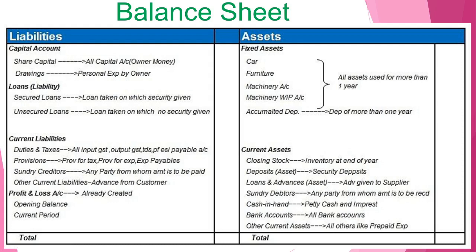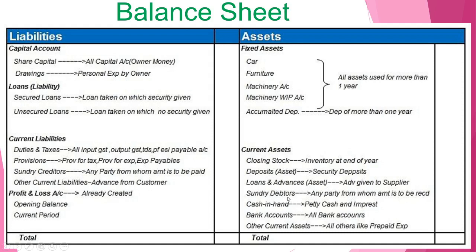So whenever we are selecting the group for the creditor, we are going to select sundry creditor as a group, but the main group is going to be current liabilities. The assets which are used for more than 1 year, for example car, furniture, machinery, are to be considered under fixed assets, and other assets, say for example closing stock or deposit, loans and advances, sundry debtor.